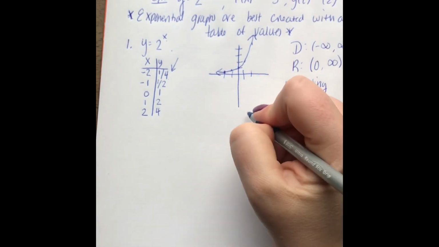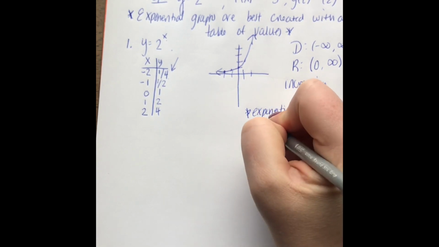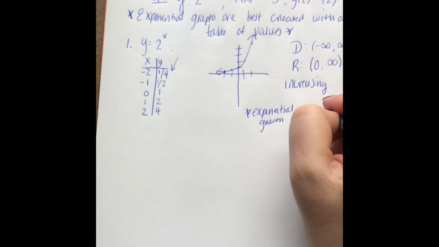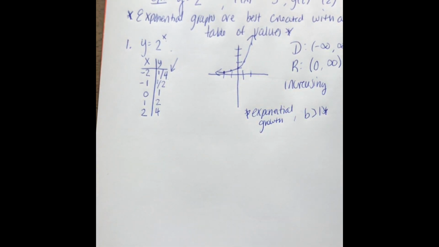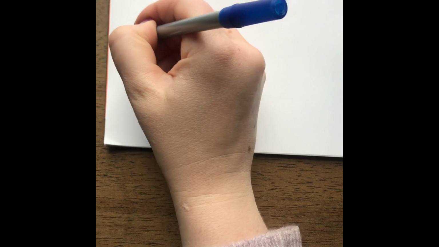And there you go. That's it. So this is considered exponential growth because our b value is bigger than 1. Awesome. Let's try another example. Example 2, and this is our last example for today.